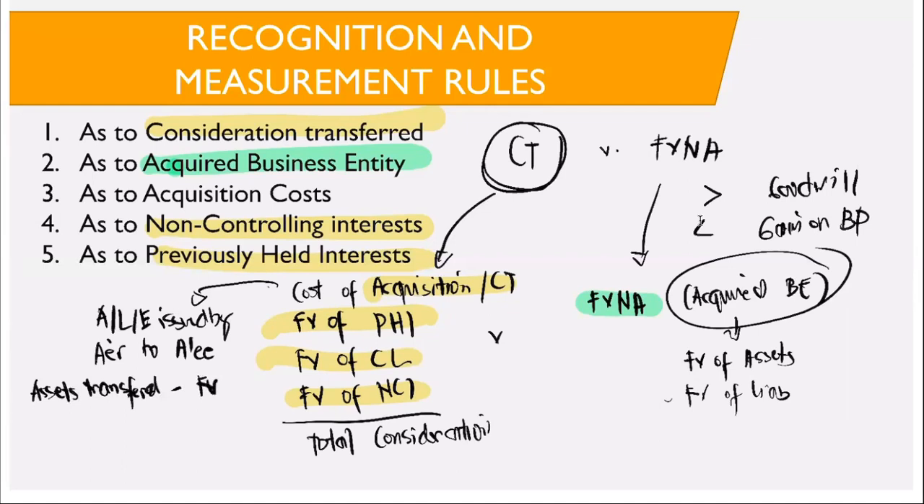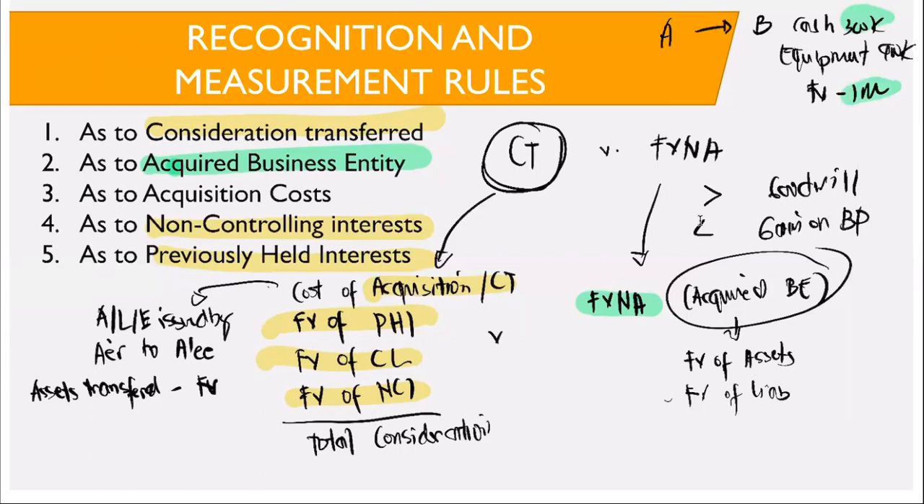Okay, so for example, A purchased B. A issued cash of 300,000 and then equipment of 900,000. But the equipment has a fair value of 1 million. Okay? So if ever we transfer anything to the acquiree, we will measure it at fair value. So what is the fair value of cash? That is the 300,000. What is the fair value of the equipment? 1 million pesos. So how much is the asset transferred? 1.3 million. Are we clear?